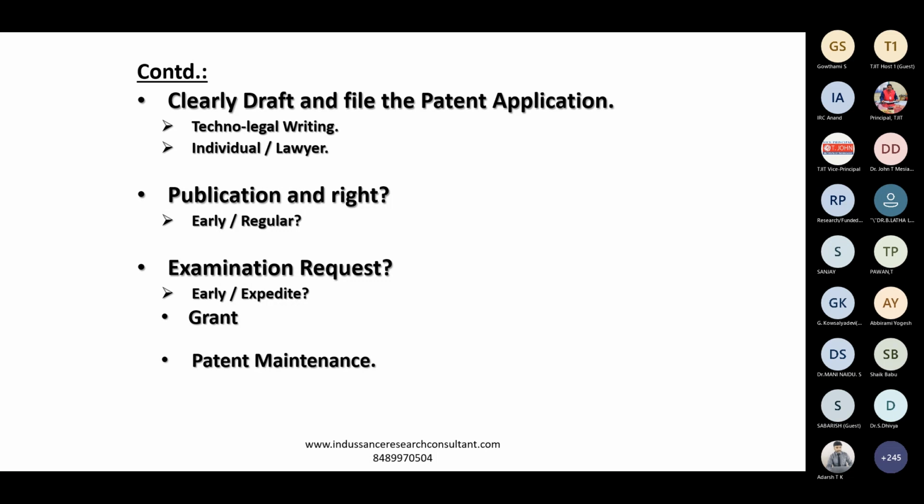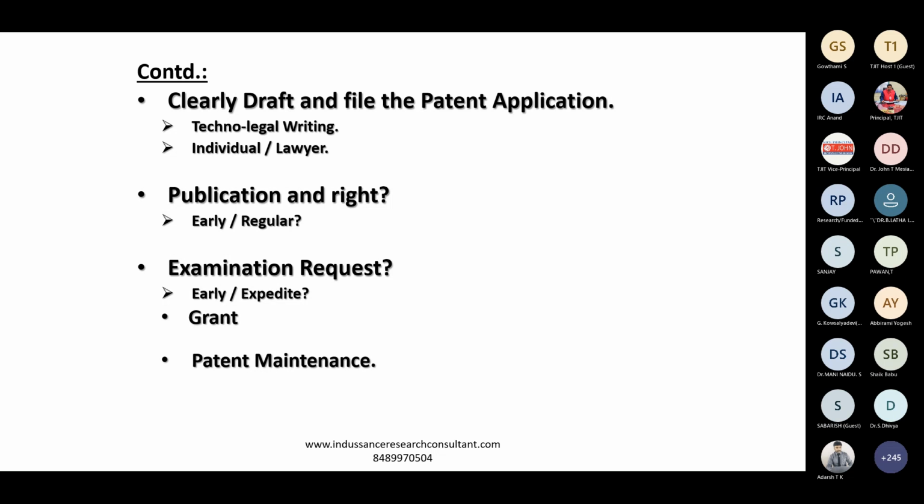Publication and rights. Here you'll have to decide whether your publication will be through early publication or regular publication. Early publication means within 30 days. The rule is that from the date of filing, within 30 days, the application will be published in the official journal of the patent office. If you want to go for early publication, I'll tell you the advantages. Once the patent application has been published, you can disclose your idea to anybody, or you can start marketing or commercializing it. So early publication is very much important.